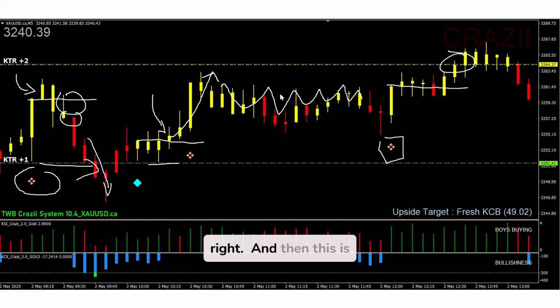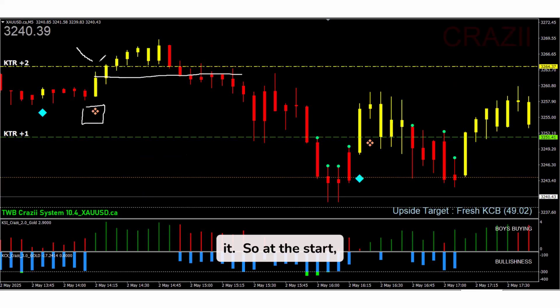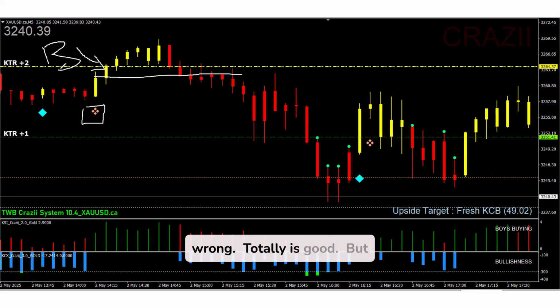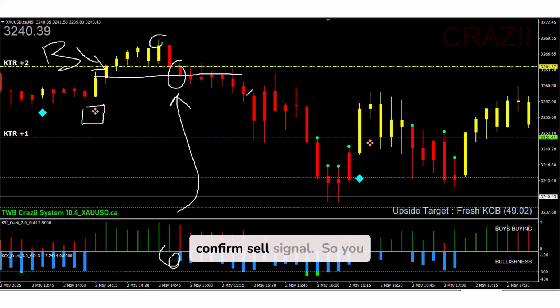All right. And then this is the second part of the day, whereby you saw the market at 4 diamond here. You draw a line across it. So at the start, if you buy here, nothing wrong, totally is good. But once the market failed to go higher, it come back down, breaks below the line. KSI turns red, bar turns red, KCX turns blue. This is a confirmed sell signal.